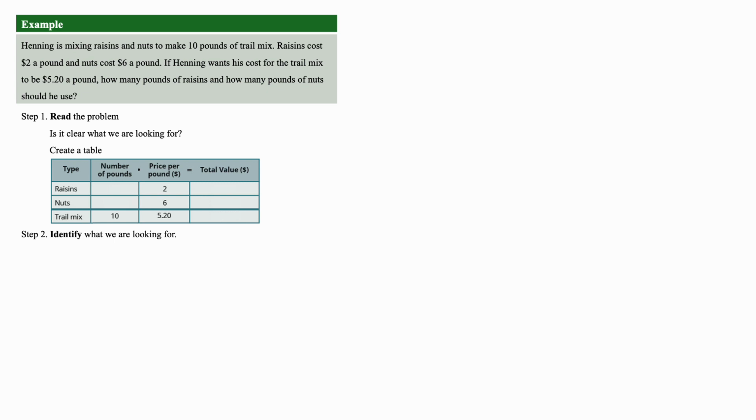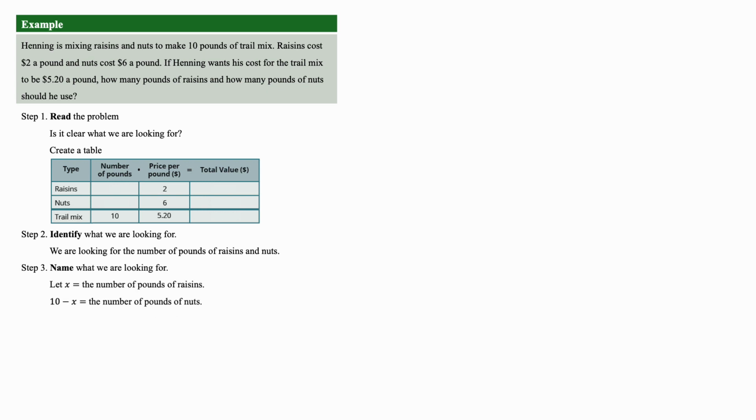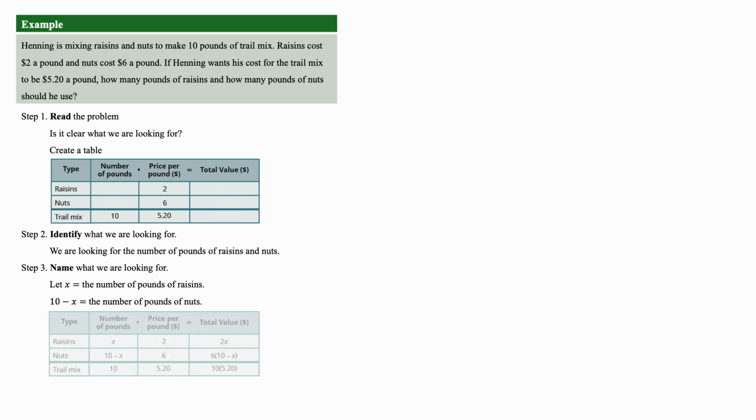We're going to identify what we are looking for, and we are looking for the number of pounds of raisins and nuts. We are going to name what we're looking for by letting x be the number of pounds of raisins and 10 minus x be the number of pounds of nuts. So in this chart here, you can see that we are filling it in with x as the number of pounds of raisins, 10 minus x is the number of pounds of nuts, and the total values for each row, 2x being raisins, 6 times 10 minus x being the nuts, and the trail mix being 10 times $5.20 for the entire thing.